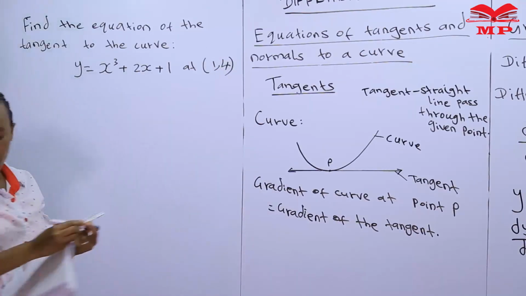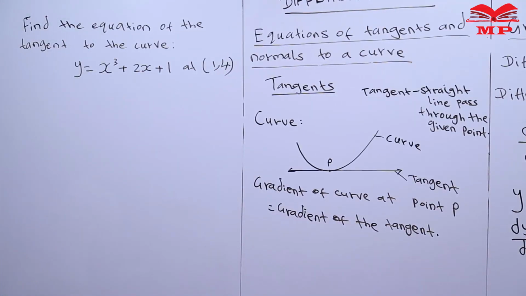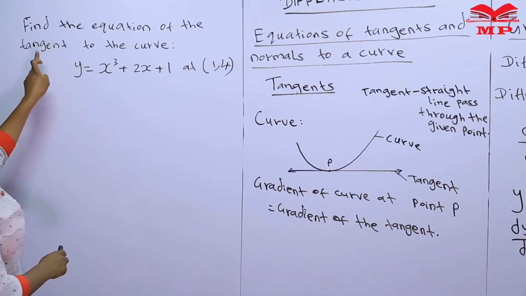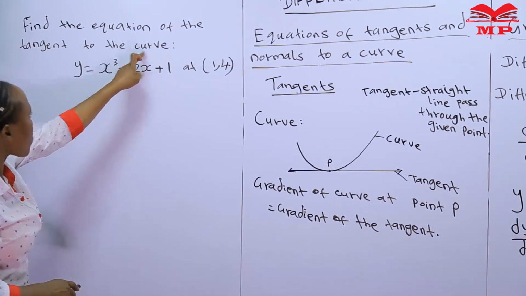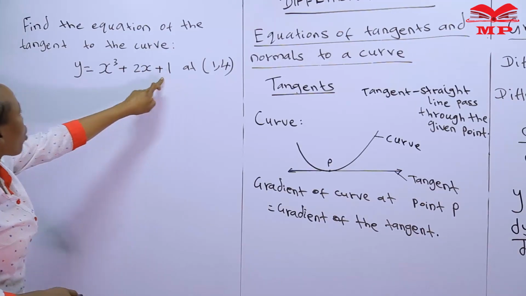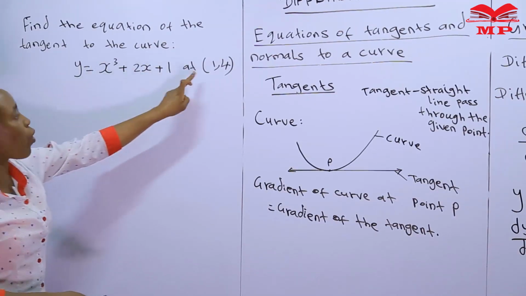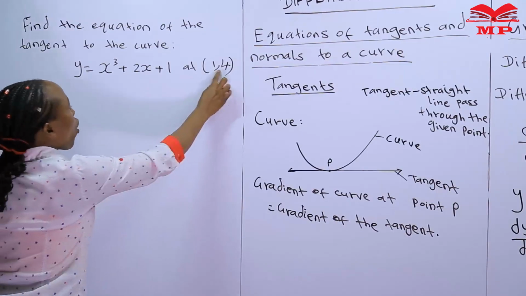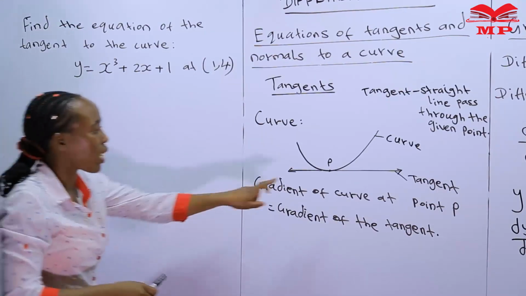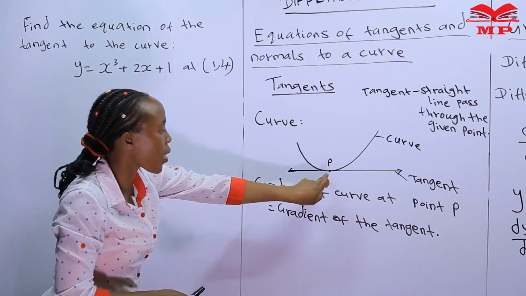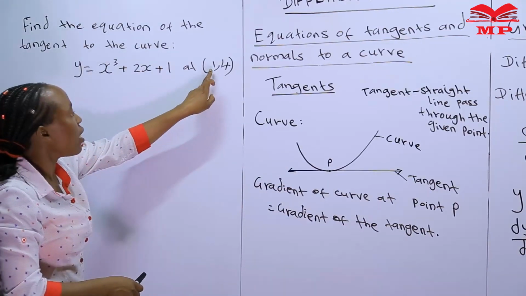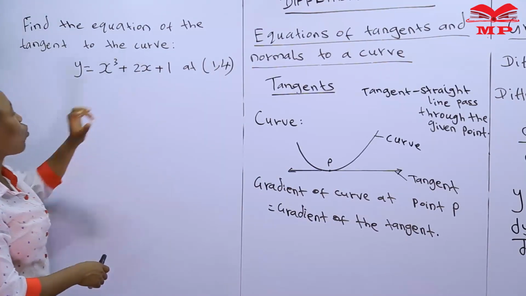So those are the points, that is the point that we have been given, and we are told to find the equation of the tangent to the curve. This is the equation of the curve at point (1, 4). This is the coordinate of that point. Just like we can have a point here which is point P. So our point P is (1, 4).